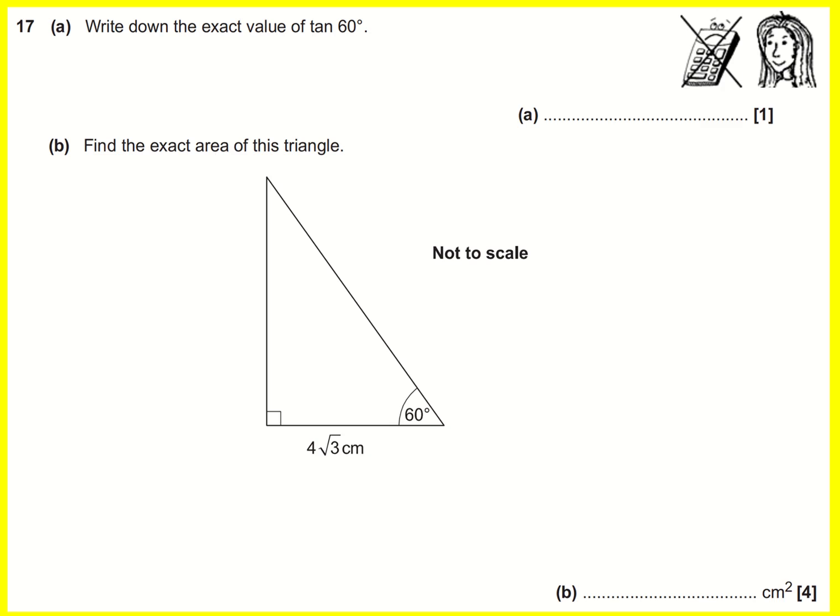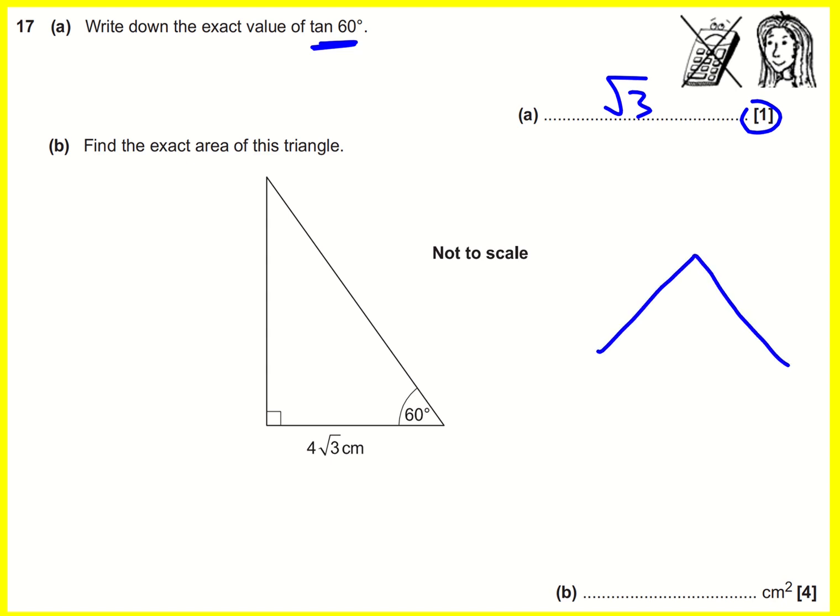Frustrating as it is, you do need to know the exact values of some trig values, basically. So the answer here is root 3. You can skip on if you already know how to do that. Otherwise, I'm going to give you two ways of remembering it. Method one is to actually learn how to derive it from scratch. And this is what you do.